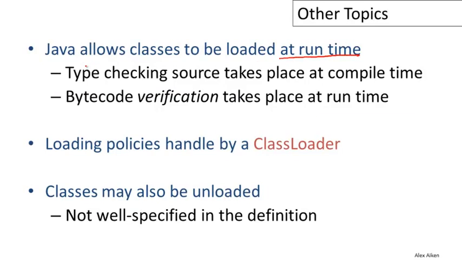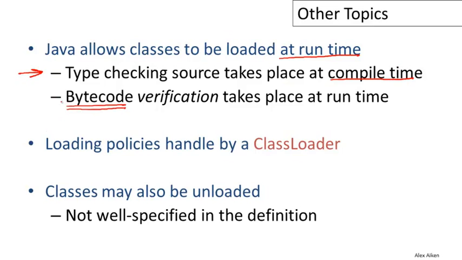a new class. And this creates potential issues with type safety and security, because now there is a distinction between compile time and load time. So type checking of the source takes place at compile time, and this is the kind of type checking that we discussed in earlier videos. But the loader, when you actually go to load a class, you're loading bytecode. You're not loading source, and it's not being type checked again.